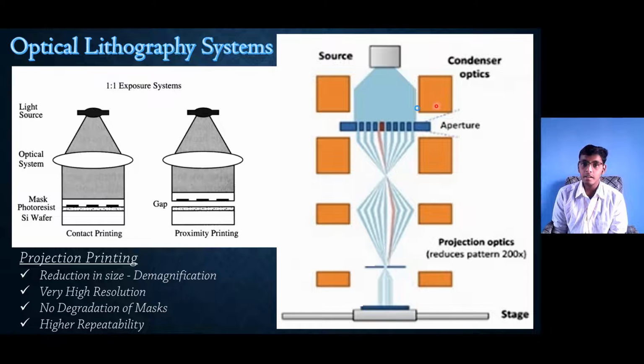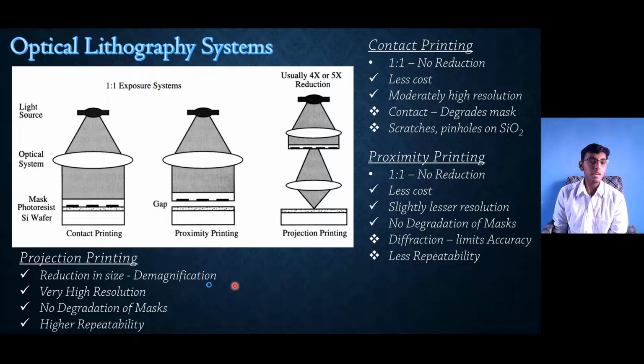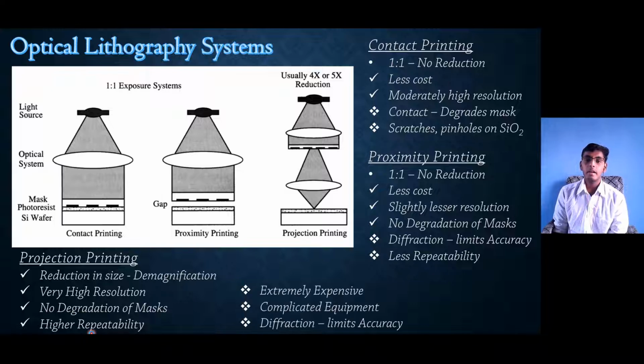As we can see here, the size of the mask is bigger. We use projection optics which reduces the pattern by 200 times and then prints it onto a wafer layer. It provides a very high resolution, absolutely no degradation of masks. It provides a high repeatability. The disadvantages are, it's extremely expensive and the equipment is very complicated. The lenses involved in this process are very complicated. And as usual, the diffraction and interference effects limit our accuracy.